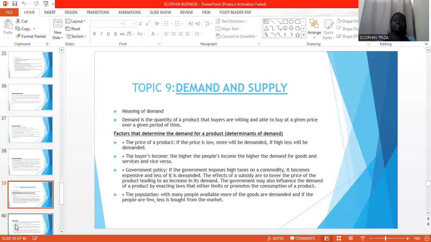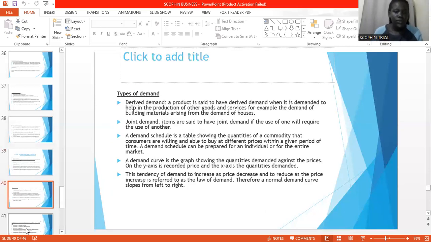Now, some of the factors that determine the demand of a product: number one, the price of a product. If the price is lower, more will be demanded. And then we also have the buyer's income. The higher the people's income, the higher the demand for goods and services, and vice versa. Government policies: if the government imposes high taxes on the commodity, it becomes very expensive and less of it is demanded. And then we also have the population. With many people available, more of the goods are demanded, and if people are fewer, less of the goods are demanded.